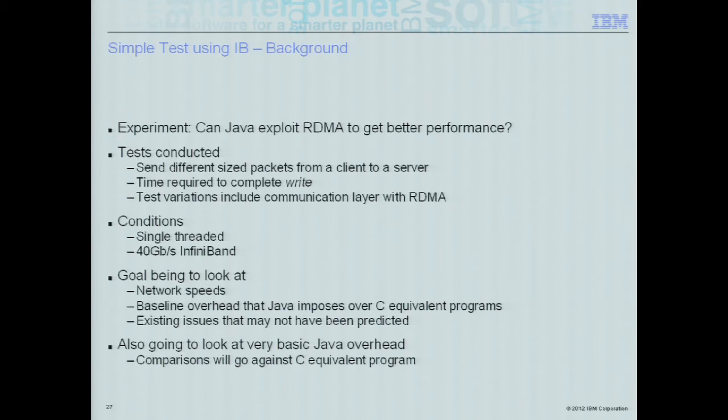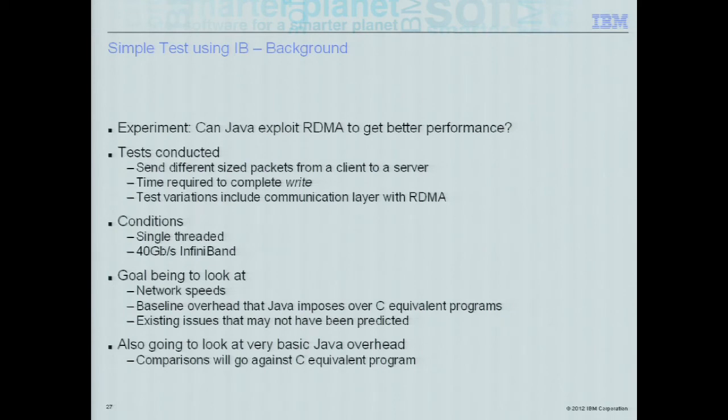We were using 40 gigabit per second Infiniband, and really we were just looking at network speeds. We were saying, look, we have this program. We know how it runs on regular networks, but let's see how it runs on Infiniband. And actually, let's see what overhead some of the upper layer protocols incur on these types of things.